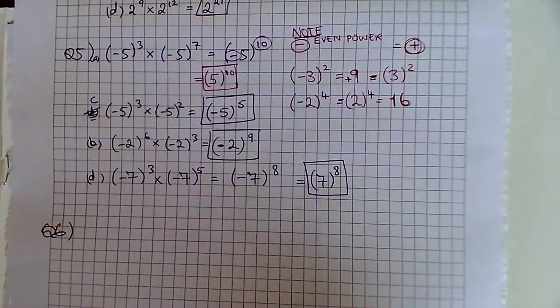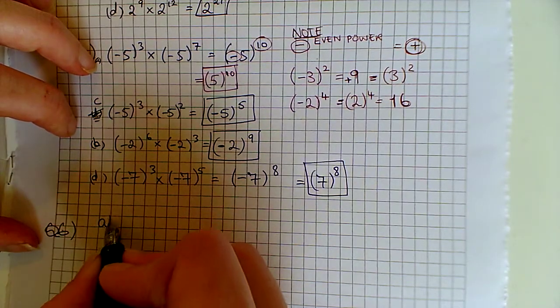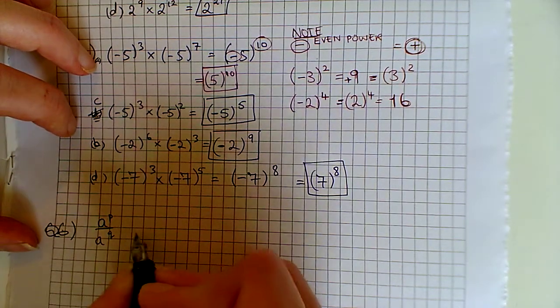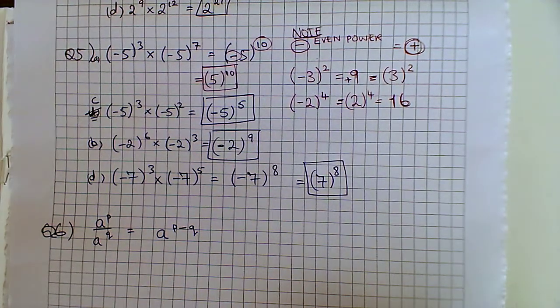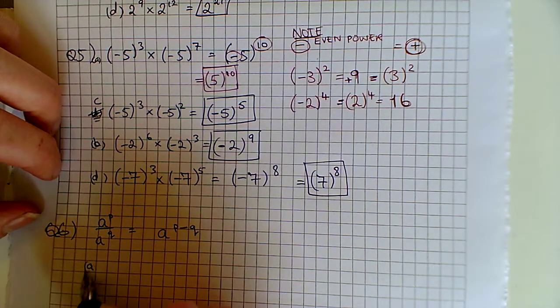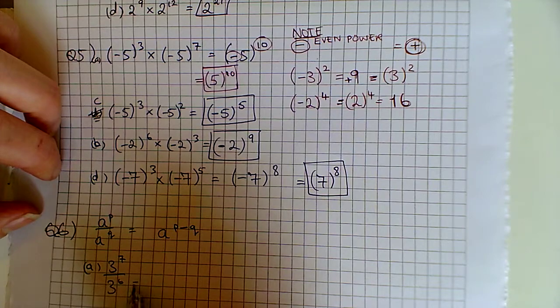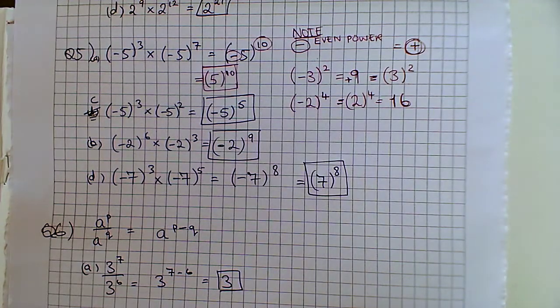Okay, then question 6 was using our division law. When I have the same base to different powers and I'm dividing them, I subtract the powers, a to the power of p minus q. So for part A, I have 3 to the power of 7 divided by 3 to the power of 6. That is going to be 3 to the power of 7 minus 6, which is just 3 to the power of 1, or 3 on its own.